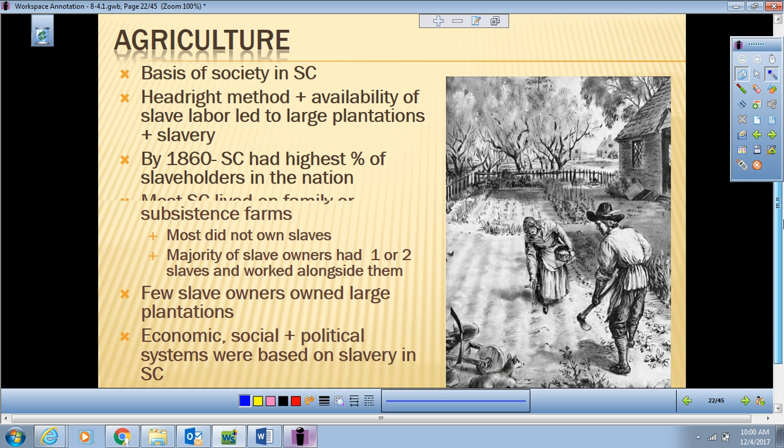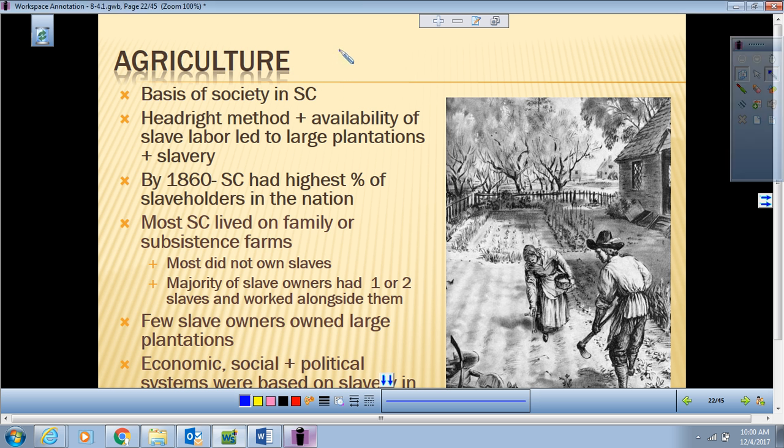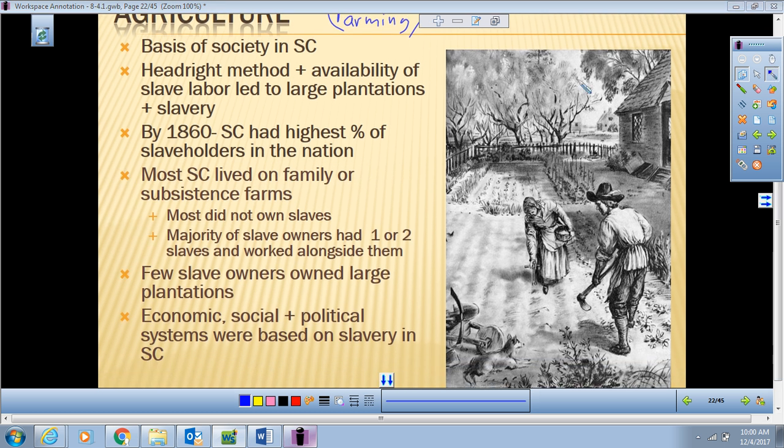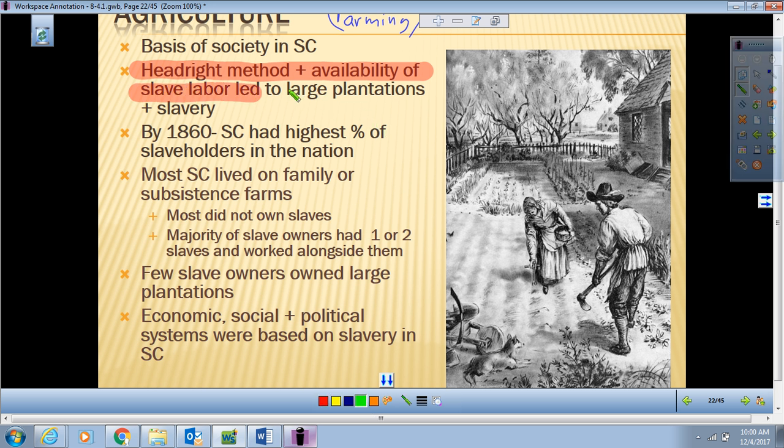So, agriculture. What's agriculture mean? Farming was the basis of Southern society. Of course, we already learned this, but it doesn't hurt to go over it again. The headright method, plus the availability of slave labor, led to large plantations. And I ask you, what led to large plantations? Most of the time, it is the headright method. Even though I covered this again, I want to continue with it.